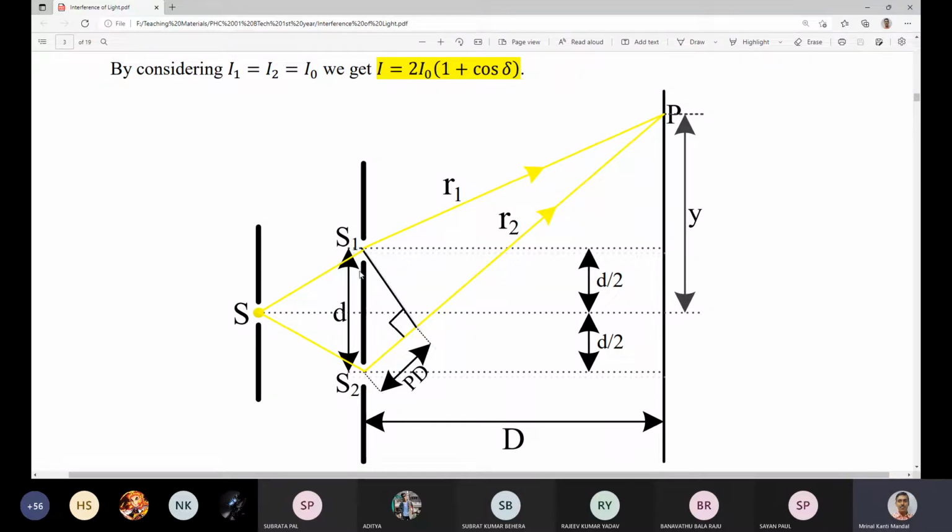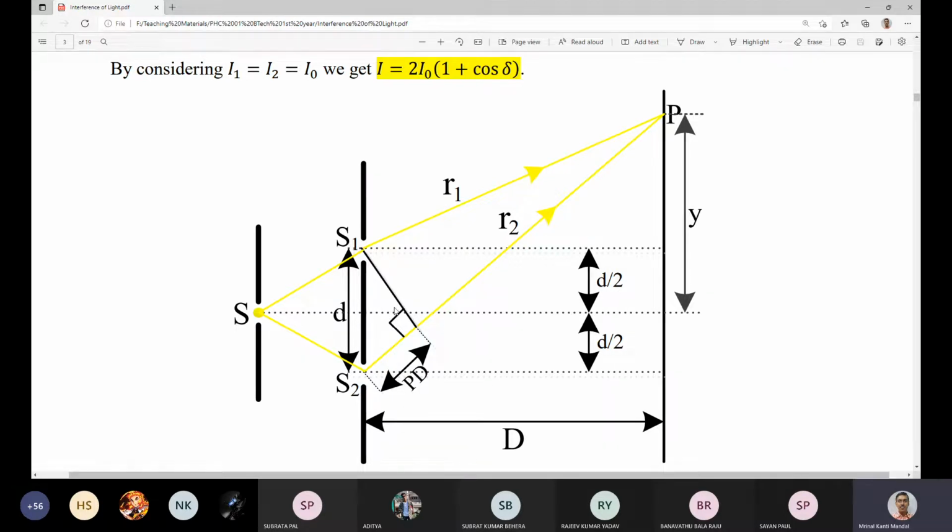These two points, that is the pinholes S1 and S2, are equidistant from S, right? That means the lengths of these two paths are equal. Only the path difference is introduced at point P due to these two sources S1 and S2. So S1P and S2P are not equal. They will be equal only at the central position, otherwise there must be a different path.